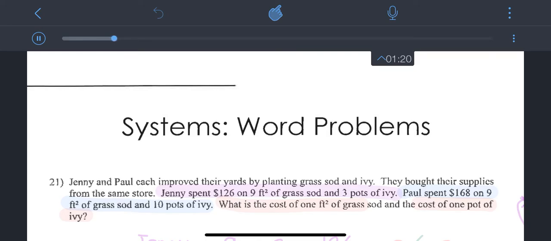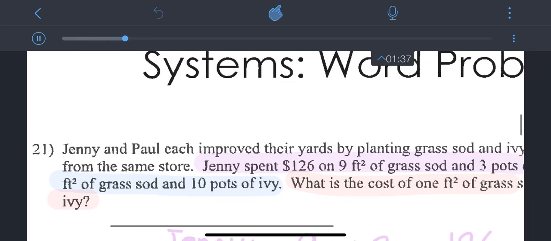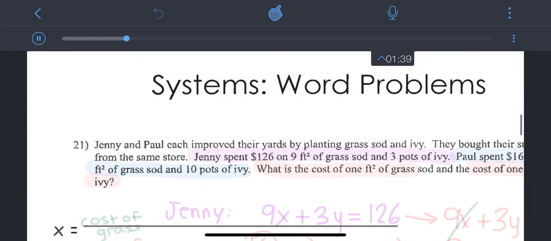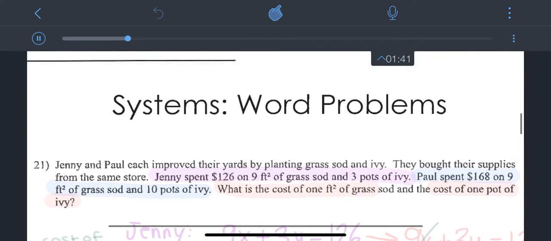Now, it seems like a lot at first, okay? We're going to be setting up two different equations. And we're going to use Jenny for one of them and Paul for the other. The most important thing that you guys do is figure out what your two variables need to be, X and Y, okay? Figure out what they should represent. And the biggest hint I can give you is usually the very last sentence is a question. Usually the question will tell you what to let X and Y be.